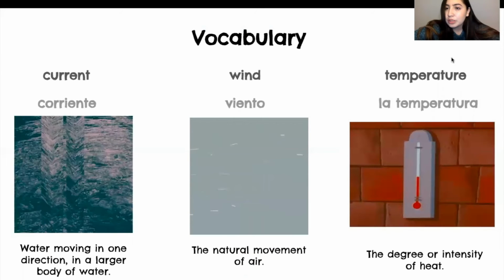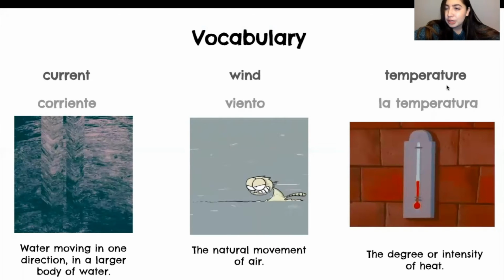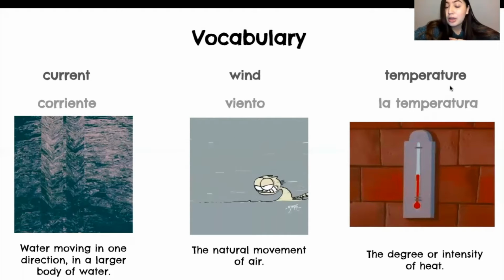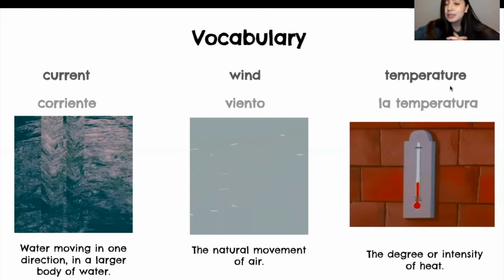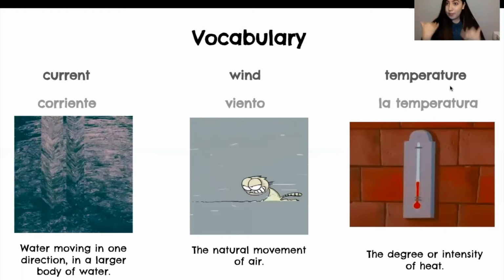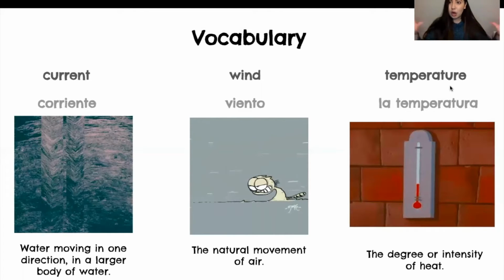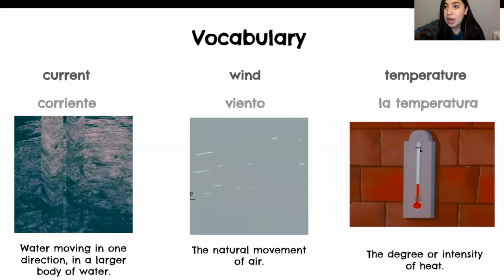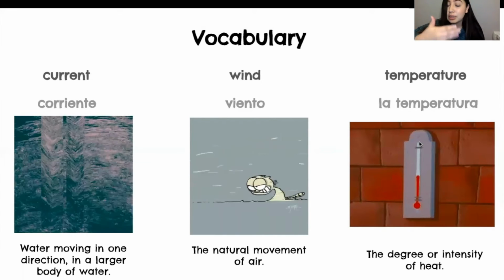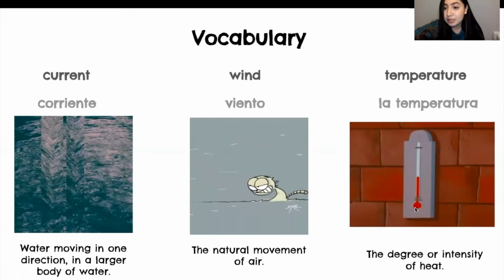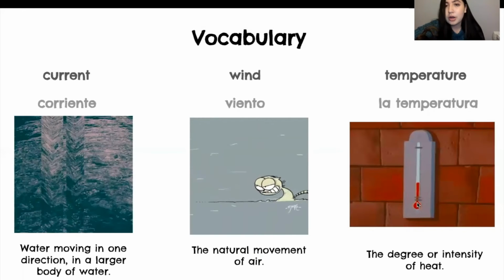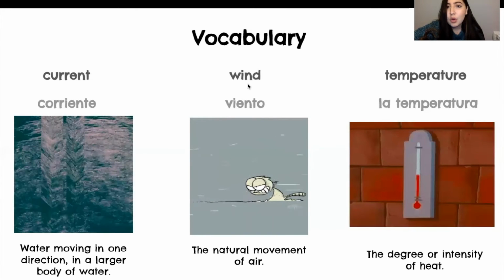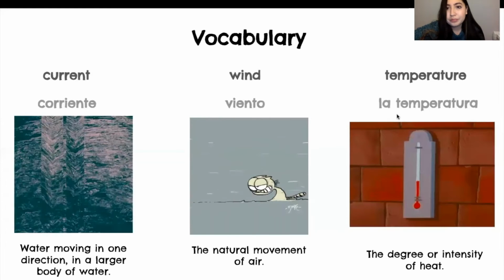And our last word today is temperature. And I'm not talking about the temperature on your forehead. No, no, no. I'm talking about the degree or intensity of heat, right? Not your body heat, but the heat around you. And we see when the temperature moves higher up here, that means it's really hot. And when the temperature comes down here, that means it's cooler, right? So we have our 3 vocabulary words today: current, wind, and temperature.